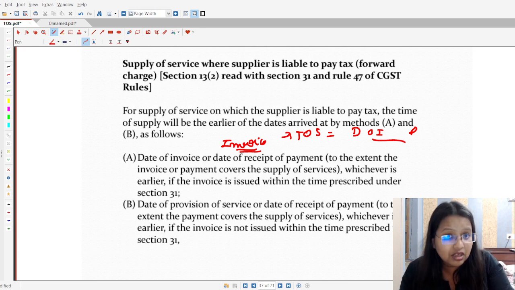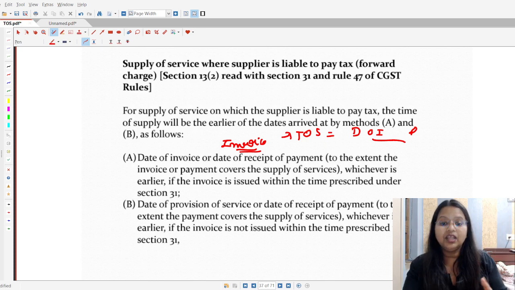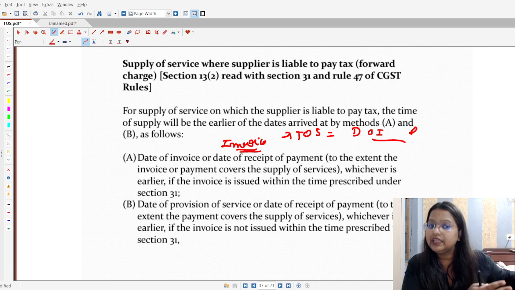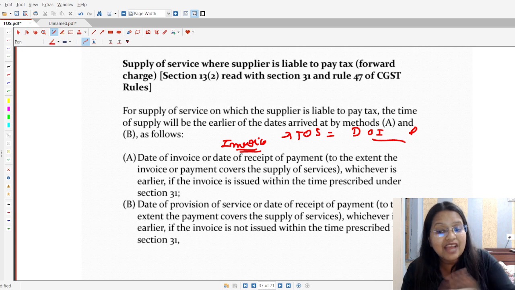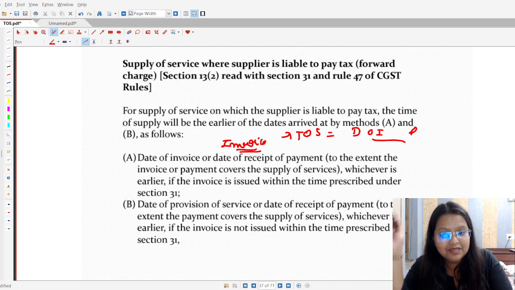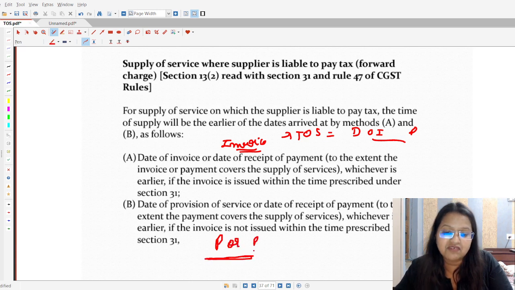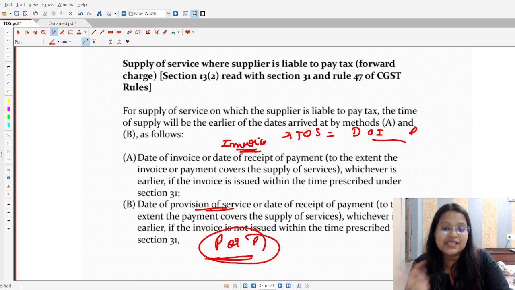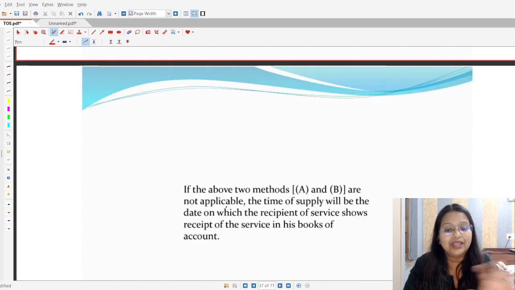So it is not applicable in the case of services. In the case of services, if the invoice is issued on time, that is as per section 31, it is I or P, whichever is earlier. I means the same as we covered in the date of invoice, and P is also the same here. But if the invoice has not been issued on time, then it becomes P or P, whichever is earlier. Here the first P means date of providing service, and the next P is date of payment, whichever is earlier. Again, we have to take the earlier point.